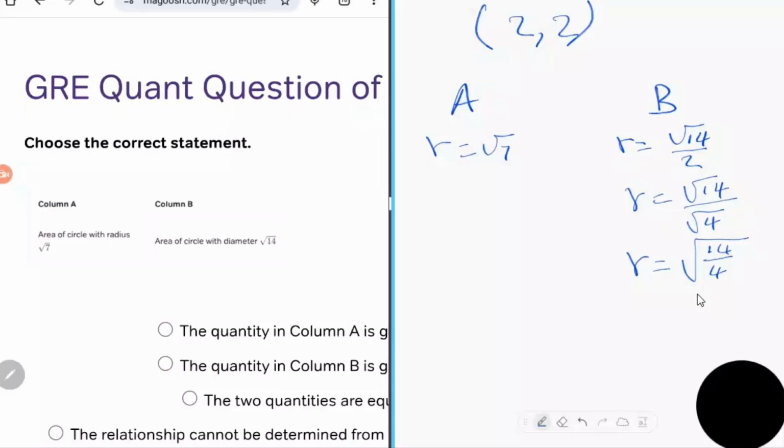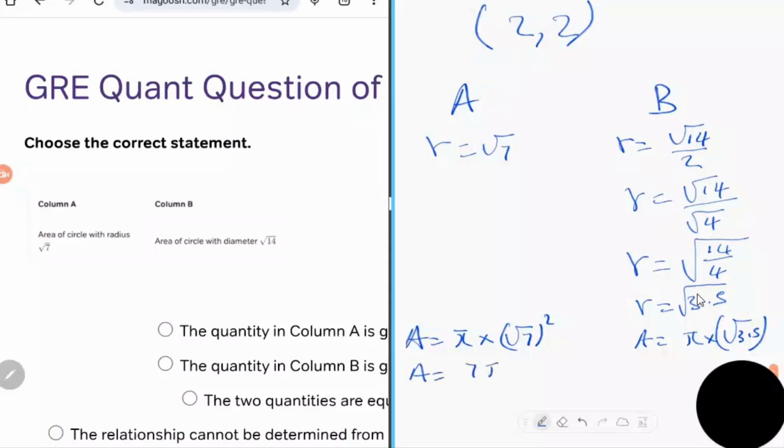So r here is 3.5. In as much as the radius here is root 7, root 3.5 is less than root 7, so A is greater. We had already concluded that A is greater; this is just for formalities. So A equals 7 pi, since root 7 times root 7 is 7. And the other area is 3.5 pi.